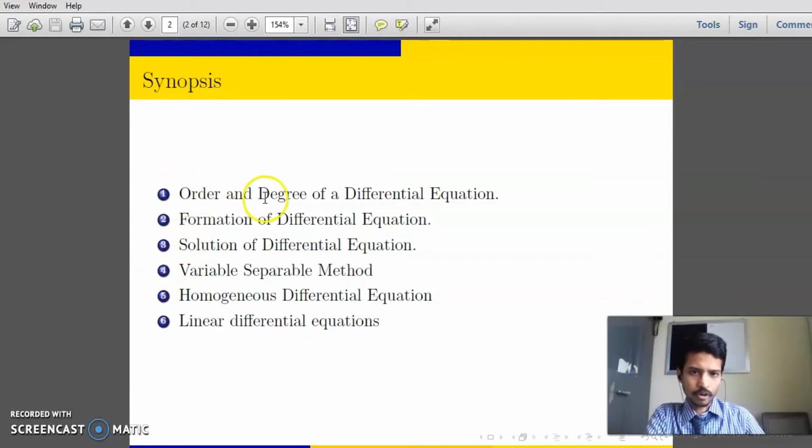The question may be from order and degree, from formation of a differential equation, or from the solution of a differential equation for three different types of equations: one is a linear differential equation, another is homogeneous, and the third uses the method called variable separable method.